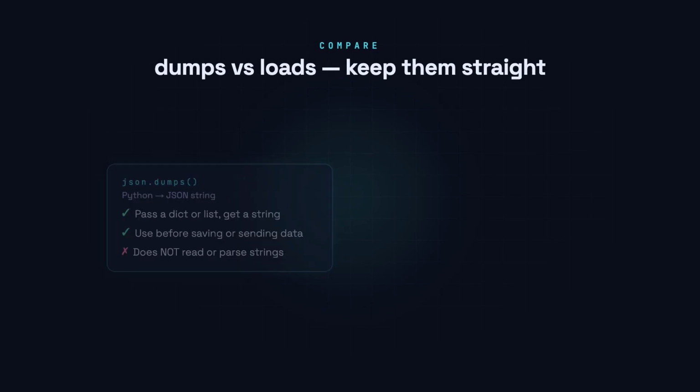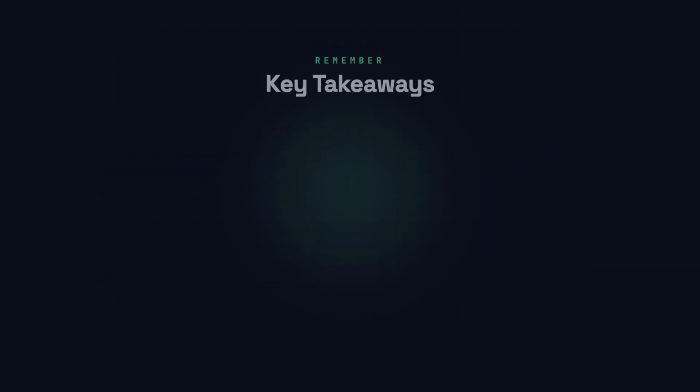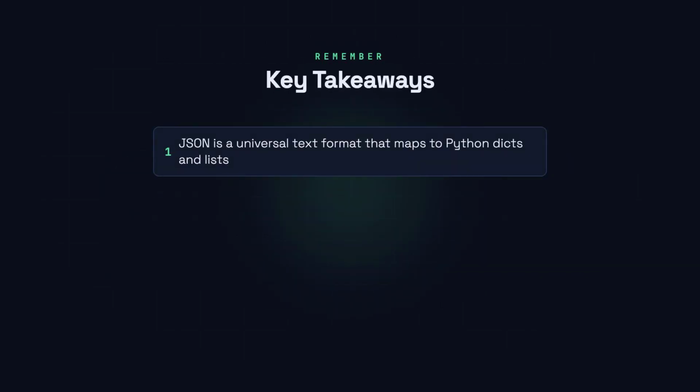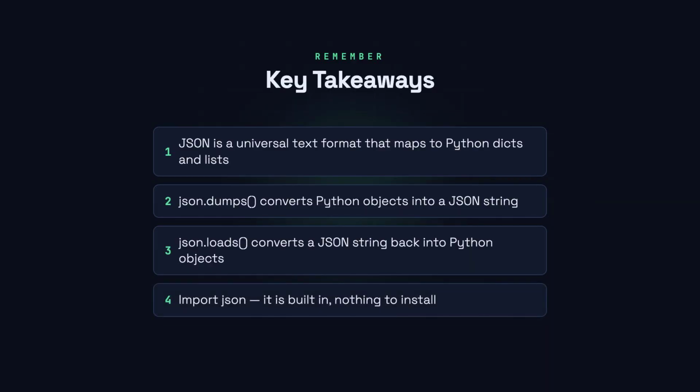A quick way to remember them: dumps has a D for departing data, you are sending it out. Loads has an L for landing data, you are bringing it in. That is JSON in a nutshell. Two functions, dumps to go out, loads to come in, and you can exchange data with any web service or file on the planet.